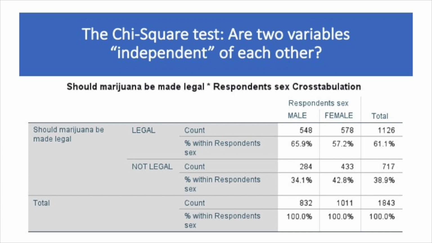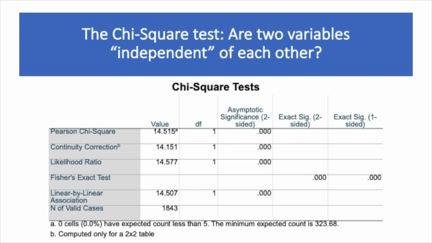The next slide, I'm going to show you the chi-square test output from SPSS. Here's our SPSS output for the chi-square test using the same variables from the previous slide. So we're looking at sex differences in attitudes toward marijuana legalization. And what we see here is a lot of values. I really only want you to pay attention to a couple of values. So 14.515, that's our chi-square value.